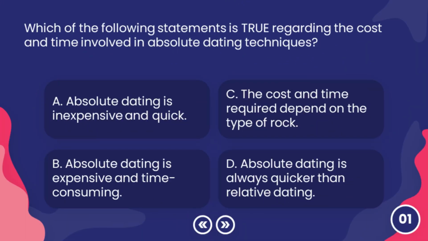Before we proceed with our lesson, answer the following questions. Which of the following statements is true regarding the cost and time involved in absolute dating techniques? A. Absolute dating is inexpensive and quick. B. Absolute dating is expensive and time-consuming. C. The cost and time required depend on the type of rock. Or letter D. Absolute dating is always quicker than relative dating.